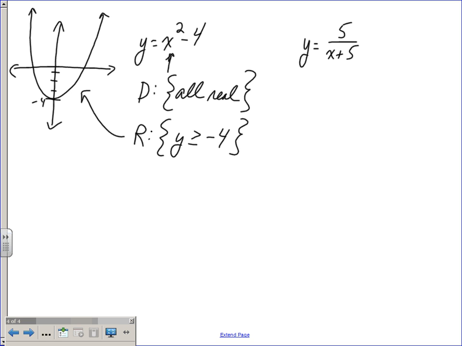-5. Because if I put in -5, -5 plus 5 is 0. And I can't have 0 in the denominator. So my domain here is all real numbers except -5. Can't use that. And we call that a restriction. X cannot equal. Equal sign with a slash through it. X cannot equal -5.